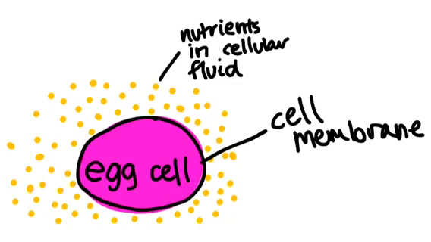There is the egg cell, and on the outside are the nutrients in the cellular fluid. Now the nutrients will go into the cell and create a vacuole.